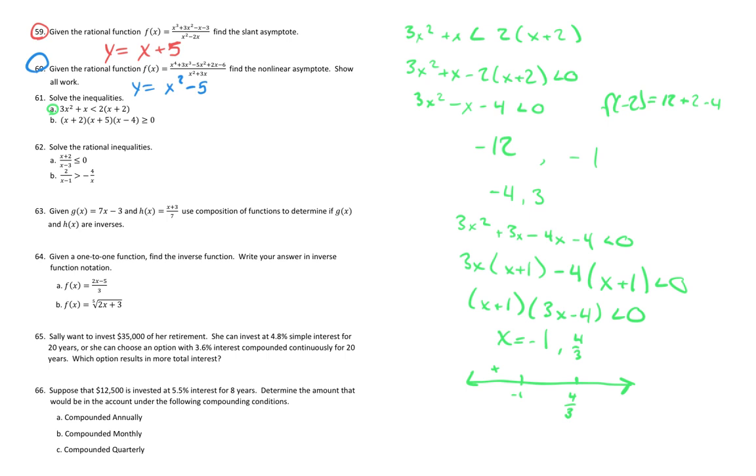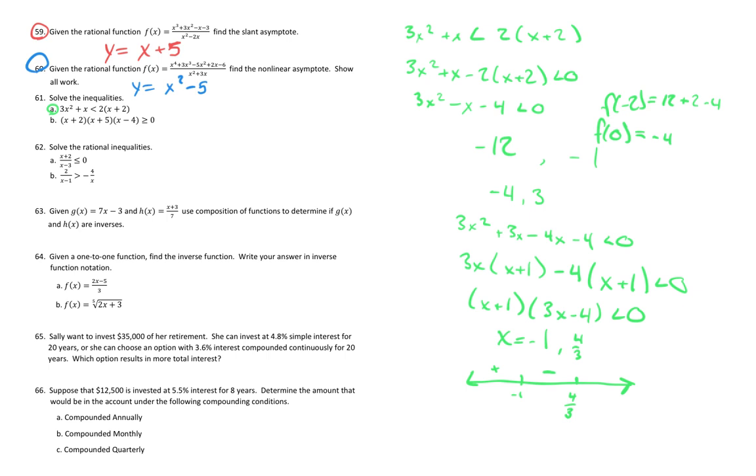Next, we try a number between negative 1 and 4/3, maybe 0, f of 0. We can see f of 0, we're going to have 0, minus 0, minus 4. So we end up with negative 4, which is less than 0. So I'm going to put a little negative sign here to know that we're in the negative region.